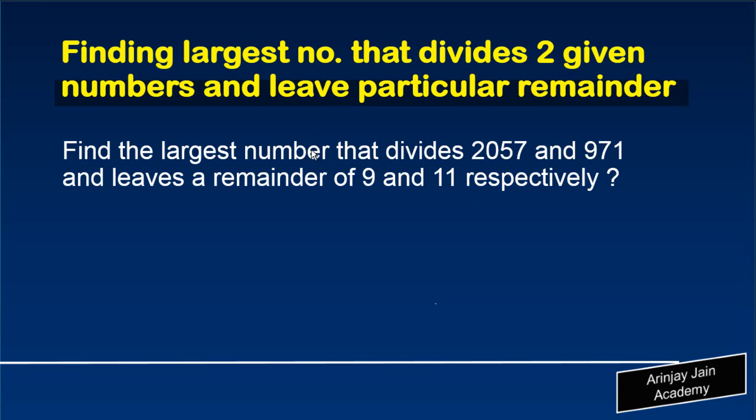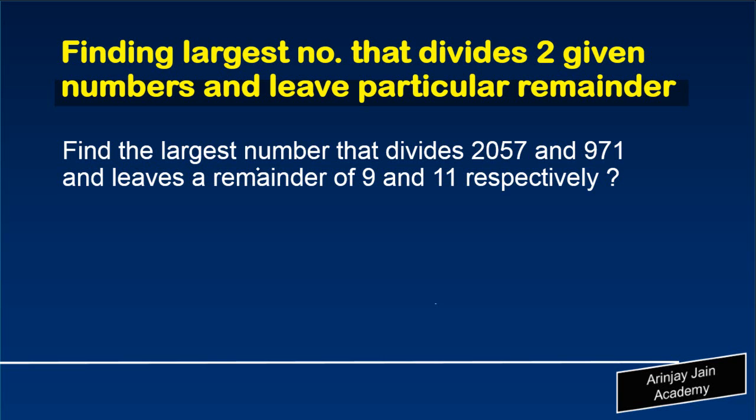Finding the largest number that divides two given numbers and leaves a particular remainder. Now we can also use Euclid's division, or the highest common factor, to find the largest number which divides any two given numbers and leaves a particular remainder.